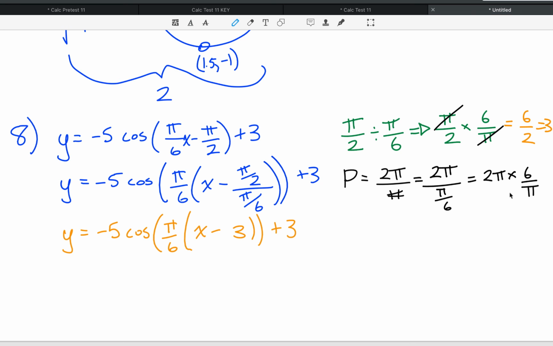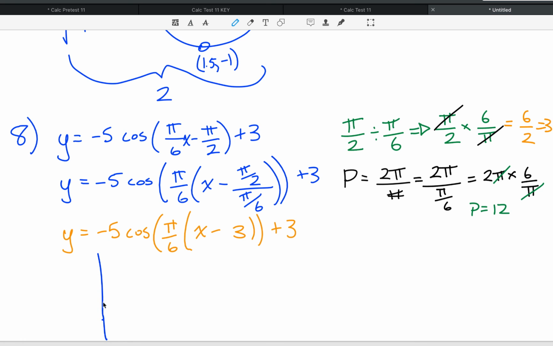I know I skipped a few steps there. Hopefully you can follow that. That was a keep it, change it, flip it. And then from here, yes, the pi's do cancel out, and 2 times 6 is just 12. So the period here is 12. I'll say the period is equal to 12 after doing all that math. We know the period, we know the phase shift, we have all the components ready to go. So let's go ahead and graph the darn thing, right?